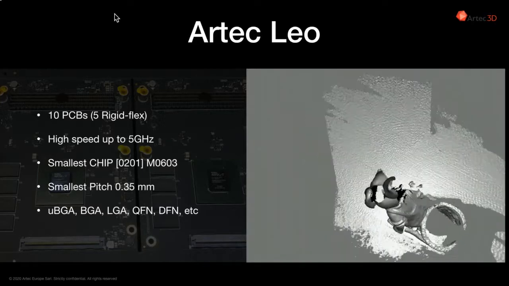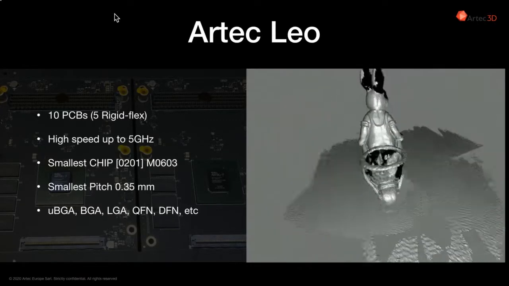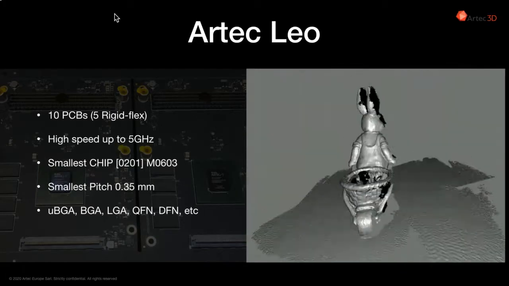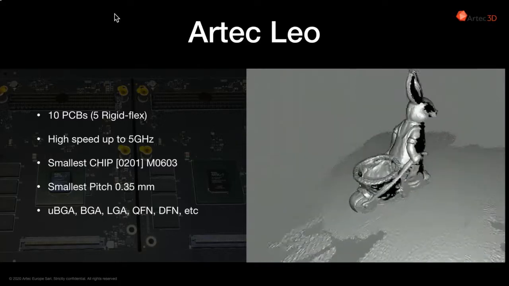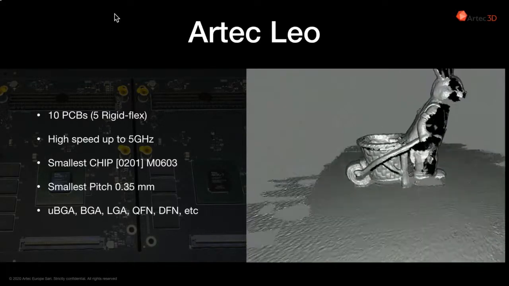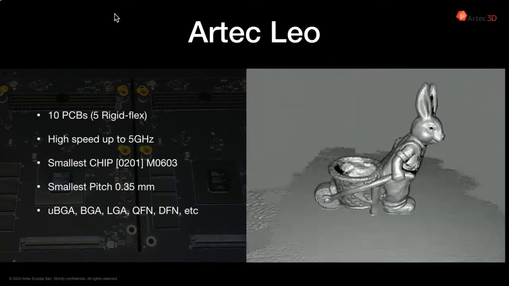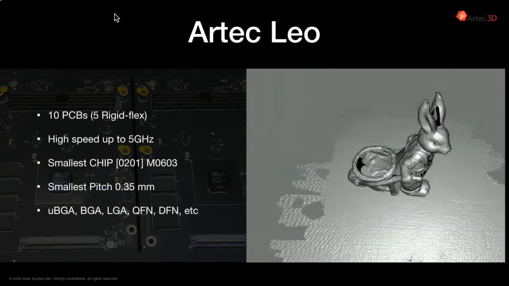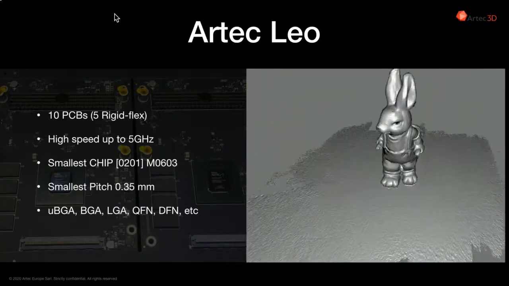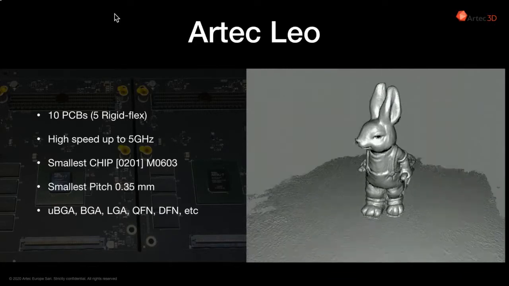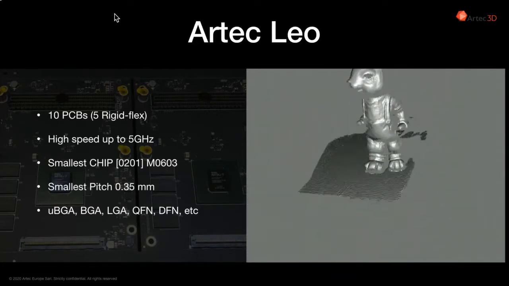It contains 5 rigid-flex PCBs and 5 complex PCBs. High-speed design. The smallest component is 0201. It's quite challenging. It's not the smallest one, but yeah, it's not easy to reproduce anymore. The smallest pitch is 0.35 millimeters, and very modern packages of the components.